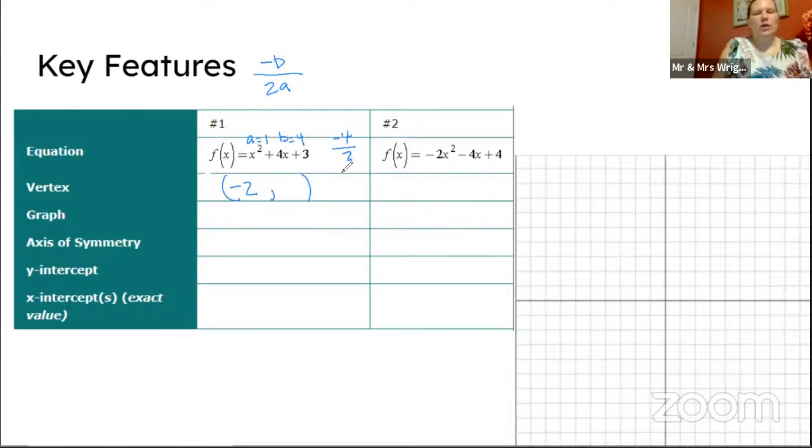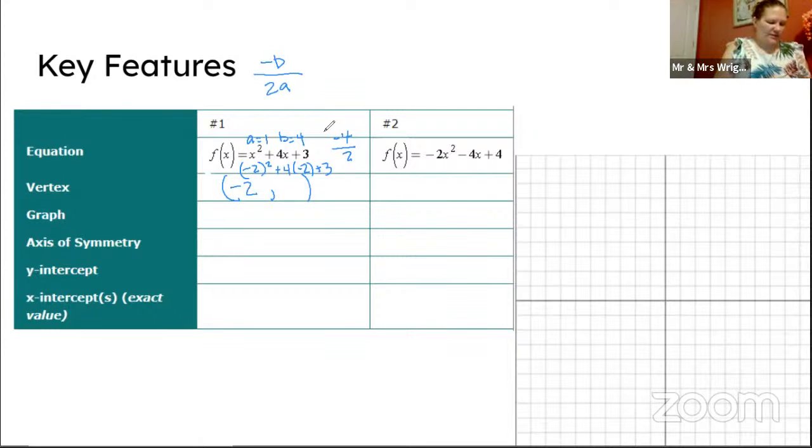Now we need to figure out the y value. So we're going to plug in negative 2 wherever that is. So negative 2, make sure it's in parentheses, squared, plus 4 times negative 2 plus 3. I'm going to plug that into my calculator, okay?